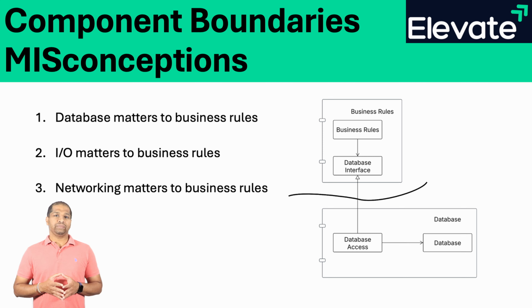The next misconception is that networking and communication matters to business rules. Business rules would just require some interface to connect with the internet or other third-party tools. The concrete mechanism could be REST APIs, WebSocket or GraphQL, etc. and it does not matter to business rules.